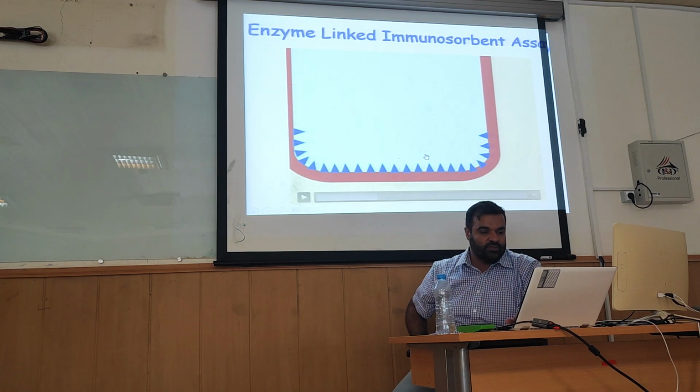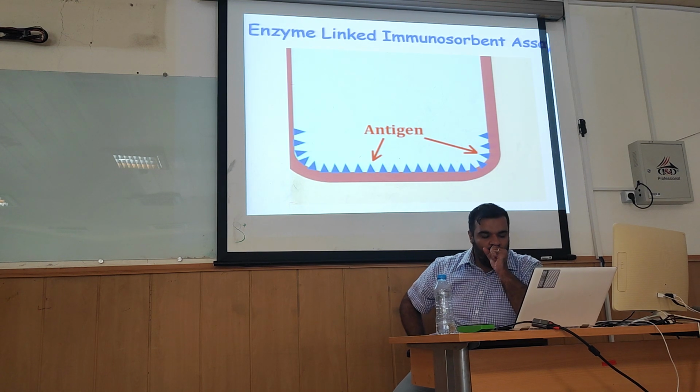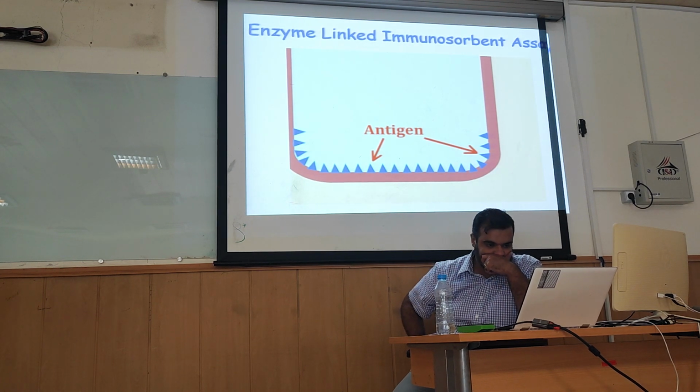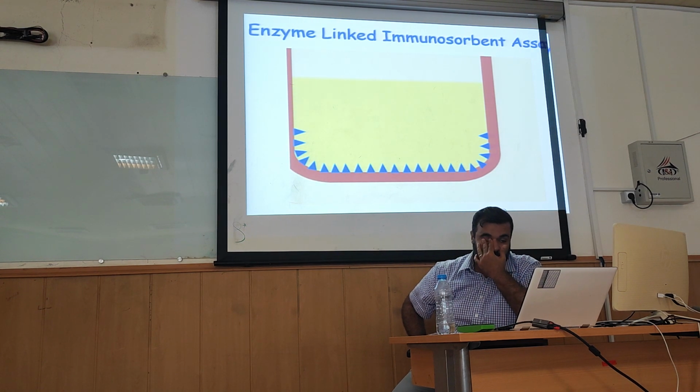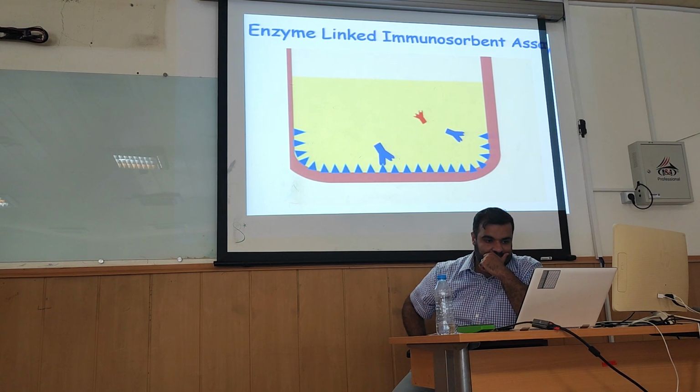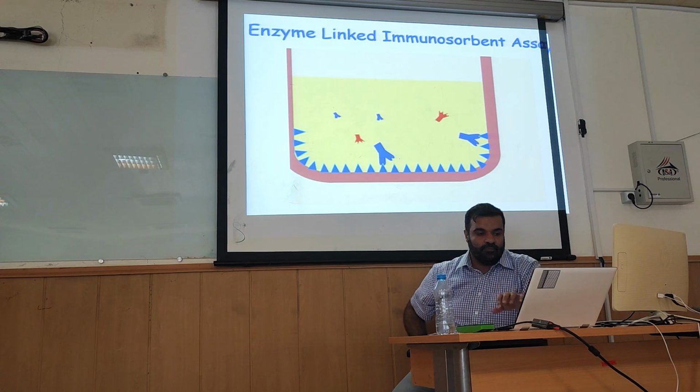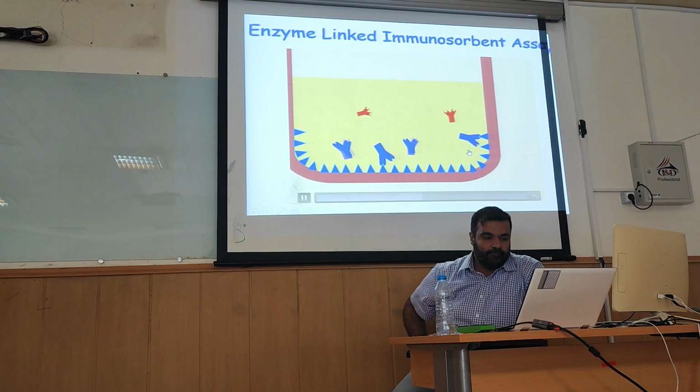Let's continue. The wells of the plate are coated with the antigen of interest. For commercial tests, this would be done by the manufacturer of the assay. To begin testing, the wells are filled with dilutions of the patient's serum. If antibodies against the antigen are present, they will bind to the antigen fixed to the bottom of the wells. But only antigen-specific antibodies will bind to the wells.